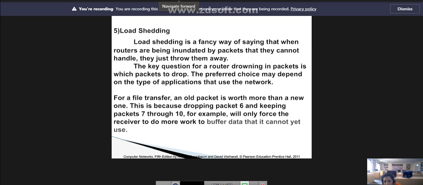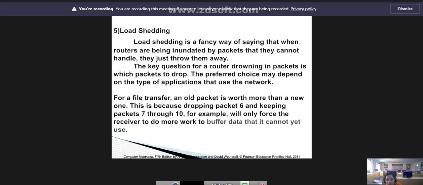Next we have load shedding. Load shedding is a fancy way of saying that when routers are being inundated by packets that they cannot handle, they must throw them away. The term comes from the world of electrical power generation, where it refers to the practice of intentionally blacking out certain areas to save the entire grid from collapsing on hot summer days when the demand for electricity greatly exceeds the supply.